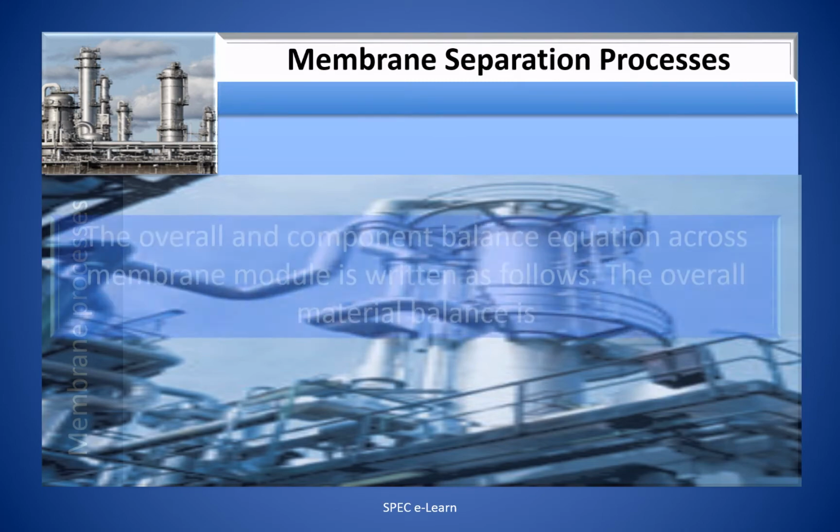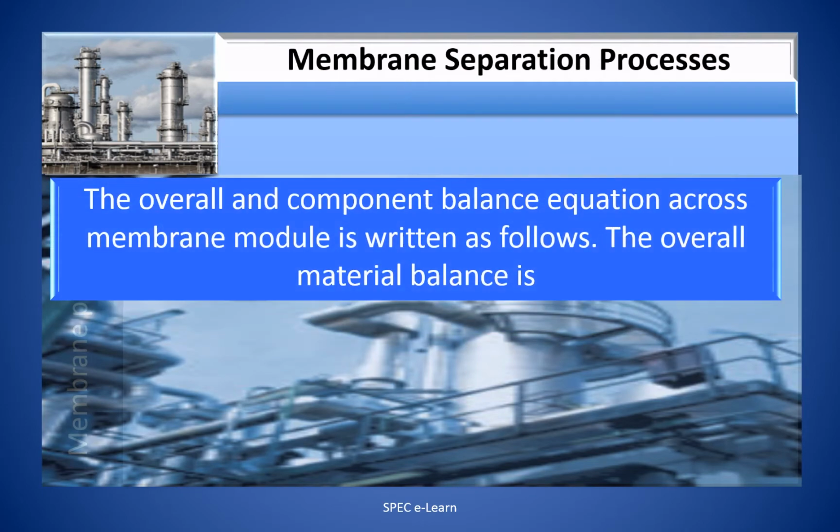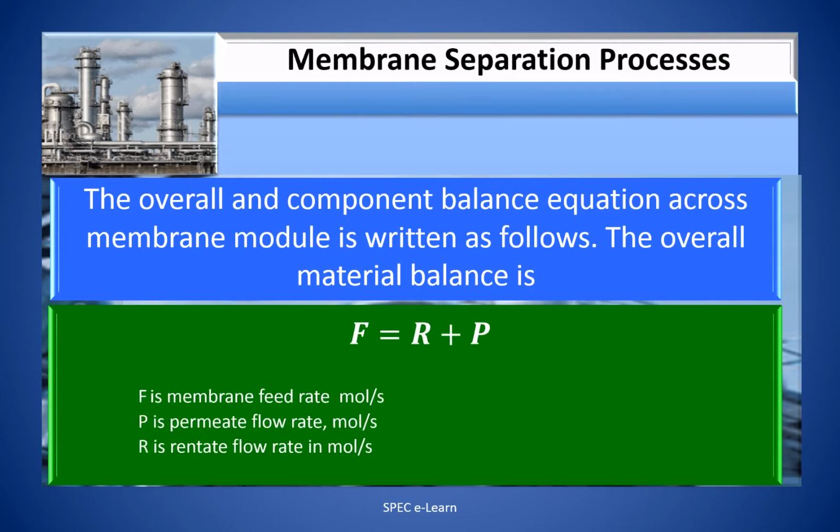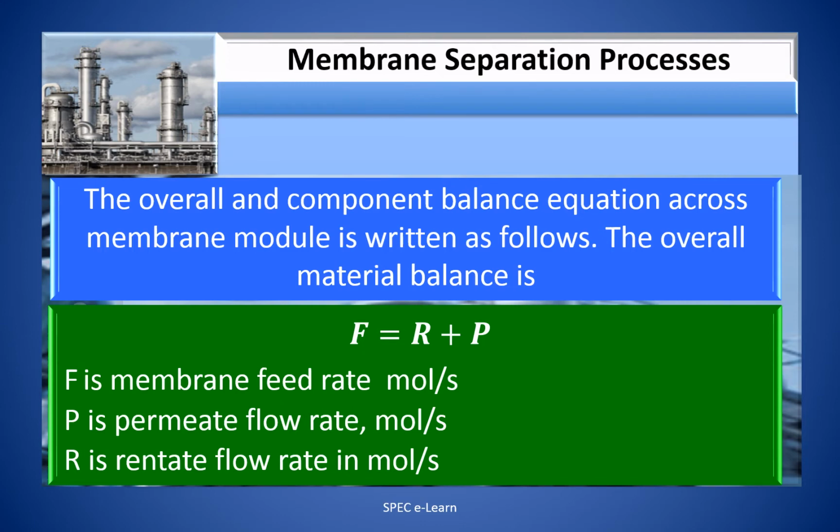The overall and component balance equation across the membrane module is written as follows. The overall material balance is F = R + P, where F is the membrane feed rate in moles per second, P is the permeate flow rate in moles per second, R is the retentate flow rate in moles per second.